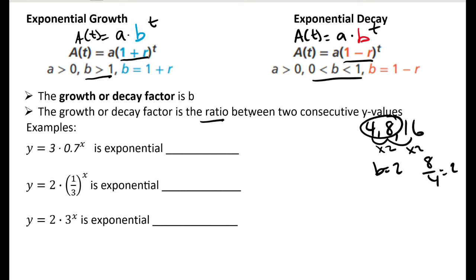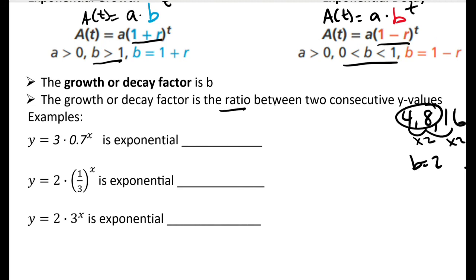But we don't really need to worry too much about that. What we really want to know is how to determine if something is a growth or a decay factor, or exponential growth or decay. That's really what we want to know right now. So here are some examples. Y equals 3 times 0.7 to the x power. Now 0.7 to the x power, that's my b.